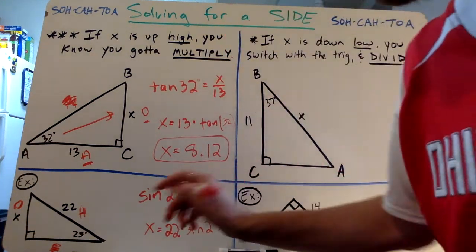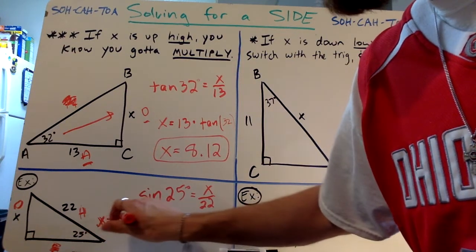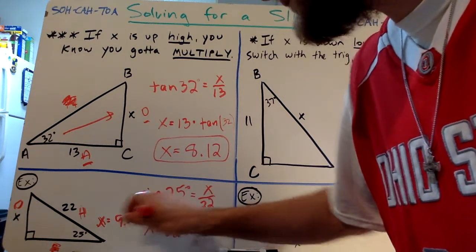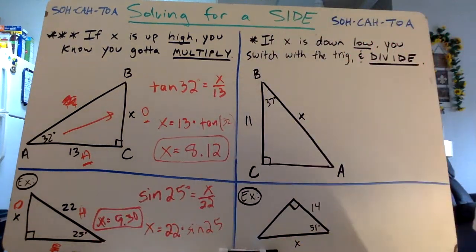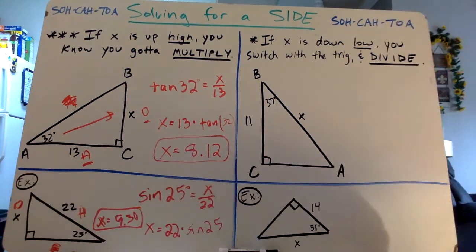So it's going to be x equals 9.30. If you just put 9.3, that's fine. But either way, 9.3 is how long that x is right over there.